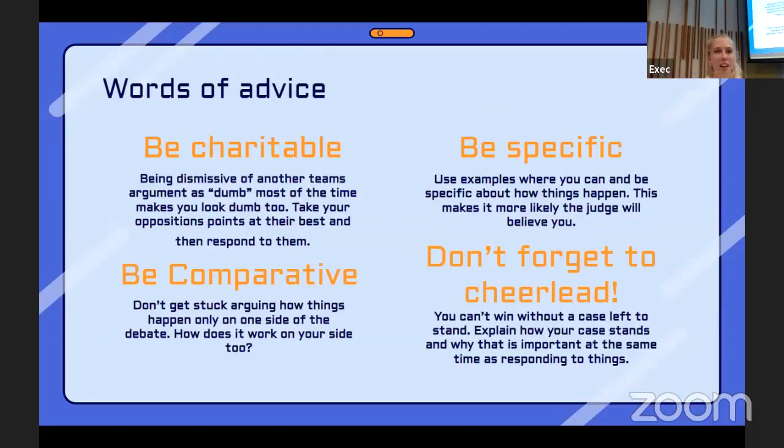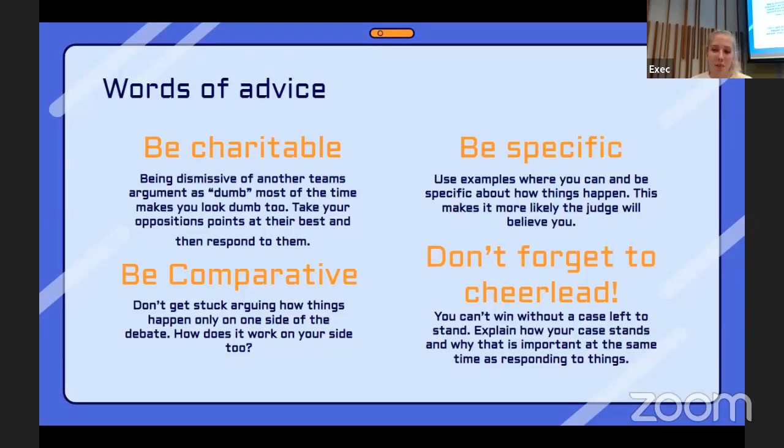So to summarize all of this, I'll finish with some words of advice for using all of these skills in debating. The first thing I would say is make sure you're being charitable. Being dismissive of another team's arguments, saying that argument was so dumb, actually also makes you look dumb because you didn't come up with reasons why it was dumb. That's what the judge is looking for. So take your opposition's arguments at their best so that you can respond to them and make yourself look smarter in the process. Probably looks like saying things like, I think they meant this. Here's why that's still not true.